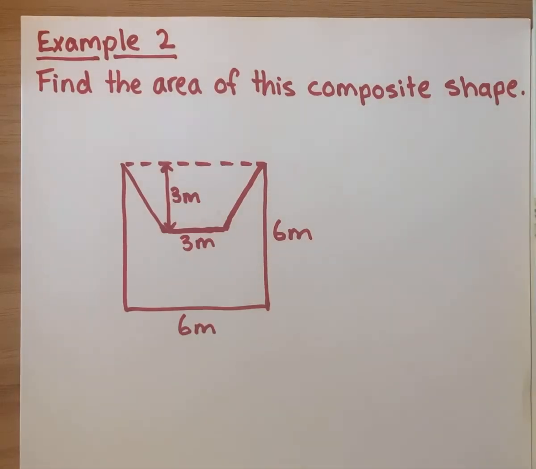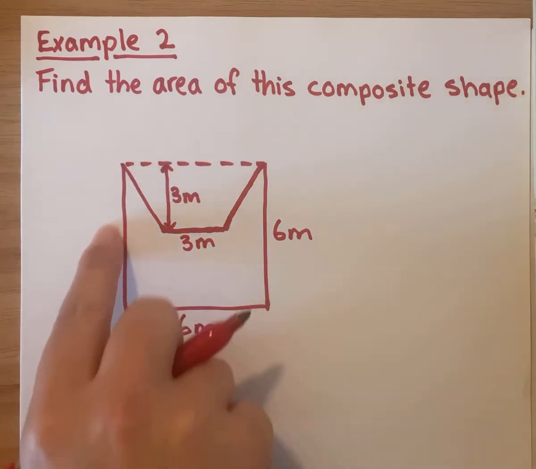Okay, example 2 asks us to find just the area of this composite shape. So we're not really interested in perimeter for this question. We just need to find the area. And sometimes when we're dealing with area of composite shapes, it's easier to use subtraction to work out the area.